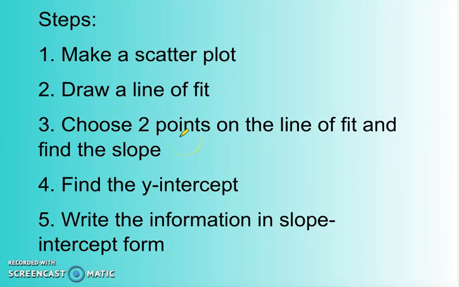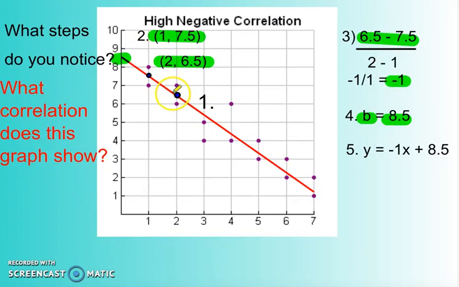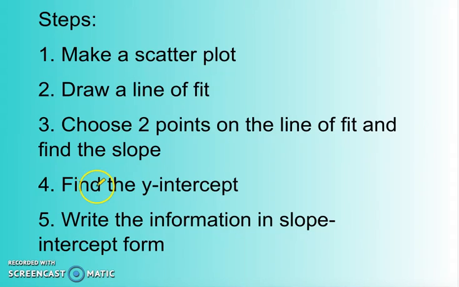I would highly recommend if you could choose points that lie perfectly on the grid lines, that would be best, because then you're not dealing with any fractions or decimals. We didn't really have that option on this. I mean, notice this line really is not perfectly on a grid line. And so we had to use some fractions, or in this case, decimals. Okay. Step 4, we found the y-intercept. And step 5, we used the information that we had and we just wrote it in slope-intercept form. And let's write down that form again. Y equals mx plus b.